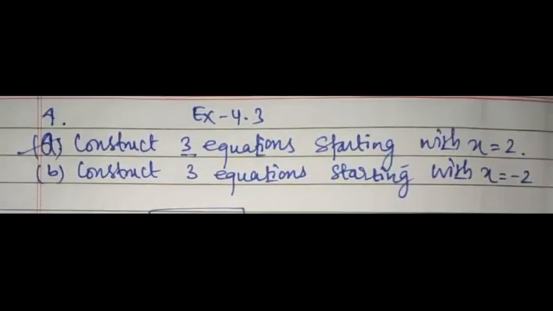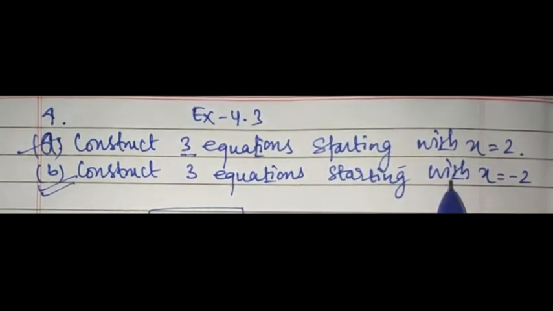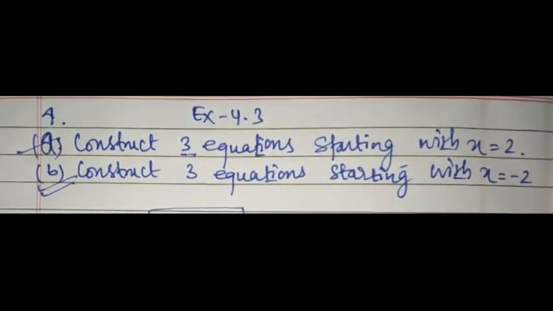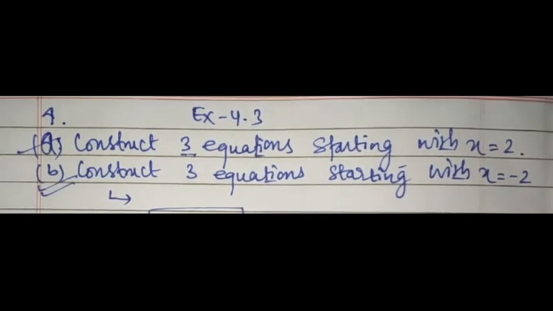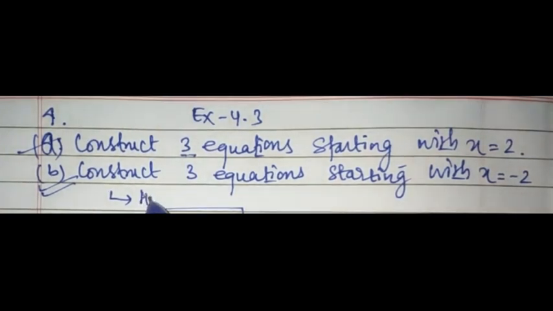So student, I hope number A is clear to you, right? If that is clear to you, then try to form number B. Construct three equations starting with x is equal to minus 2. The question is similar, only the thing is minus 2 is there. Just now think what you should do, what you can do. There are varieties of ways to form an equation. I have showed you one way. Okay, another way you can try it yourself, and if you are facing any problem, you can comment. Okay, so this will be a home assignment.